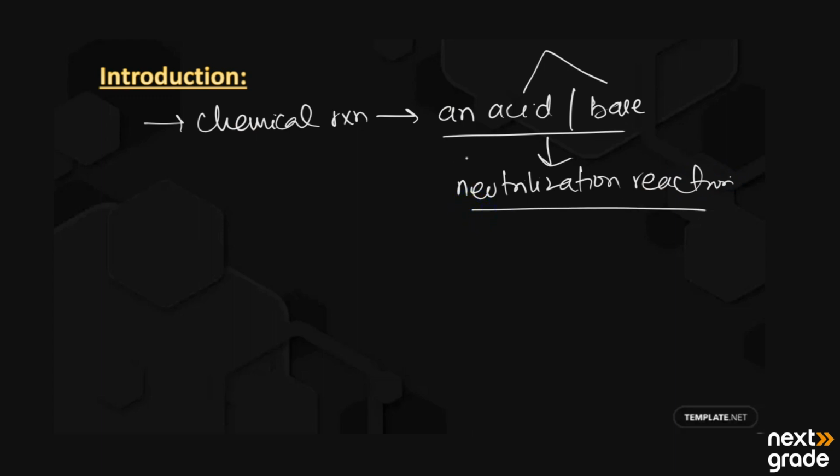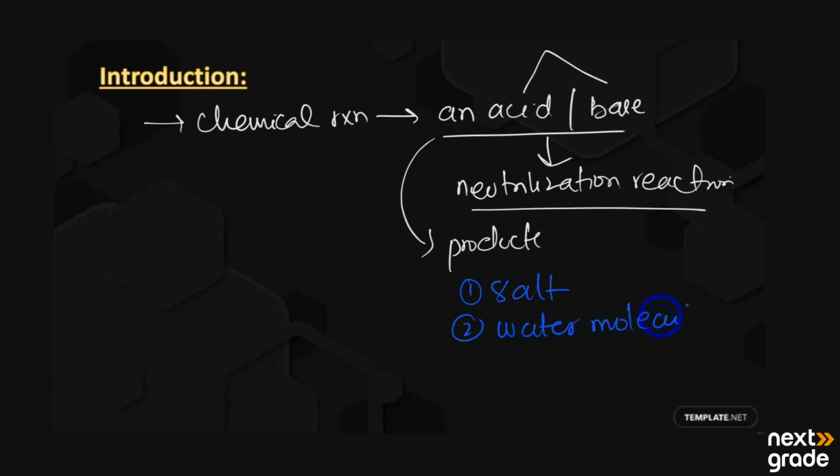The main products formed as a result of a neutralization reaction are of two types. Number one, there is the formation of salt, and the second is the production of a water molecule. So when an acid reacts with a base, the resulting products are salt and water. This reaction is known as a neutralization reaction.